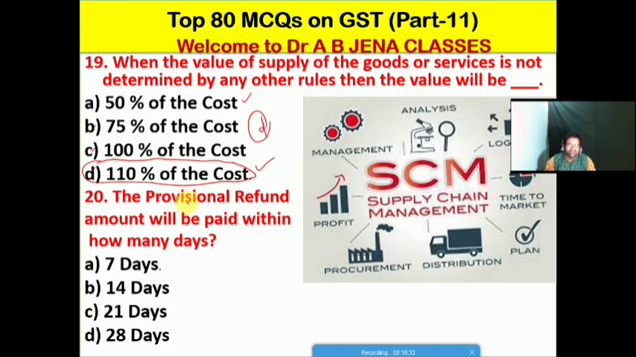The next one MCQ आइए हम चर्चा करेंगे. The provisional refund amount will be paid within how many days to assessee? Whether A it's the 7 days, B it's the 14 days, C it's the 21 days, D it's the 28 days. Friends, so A is the right option for this MCQ. The provisional refund amount will be paid within 7 days to the assessee.